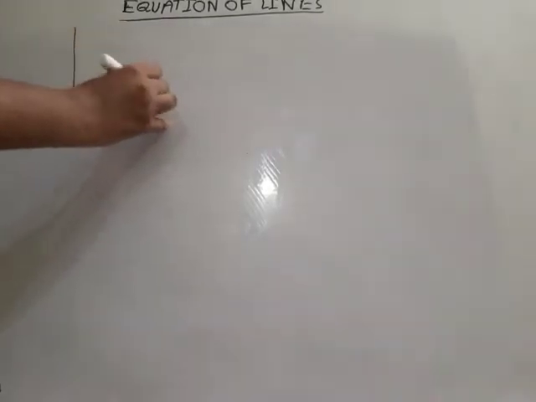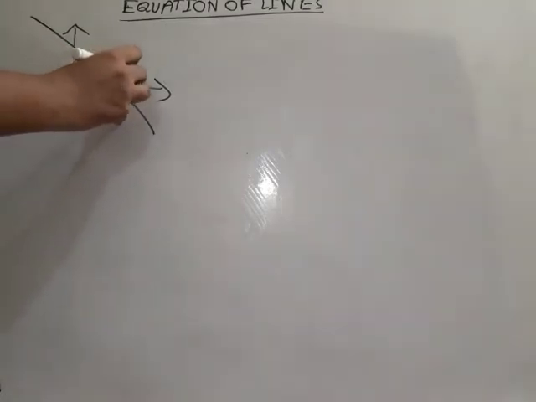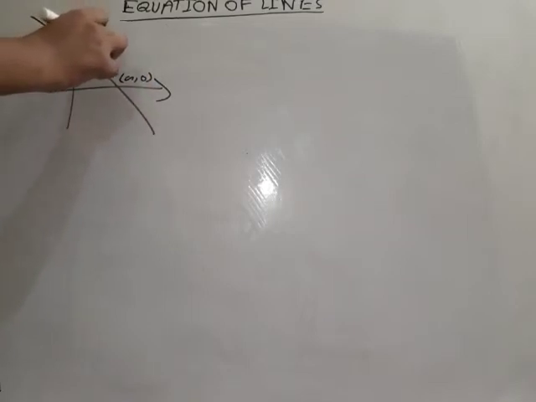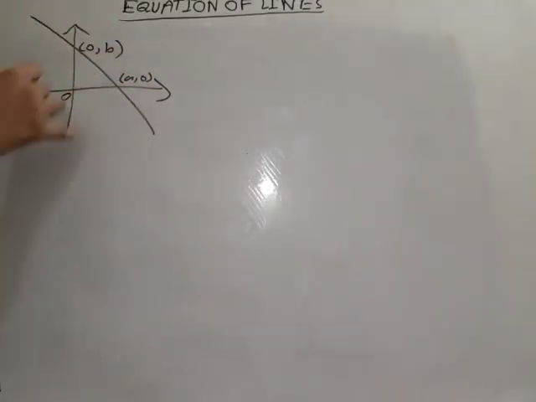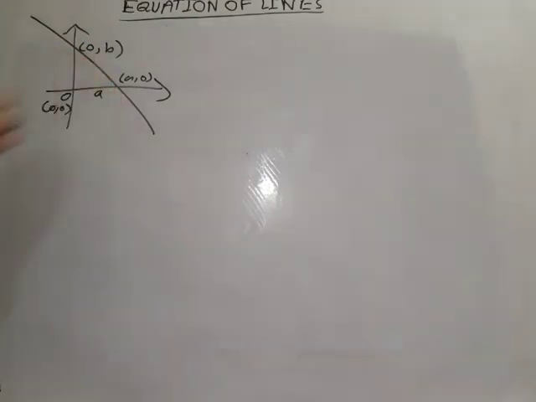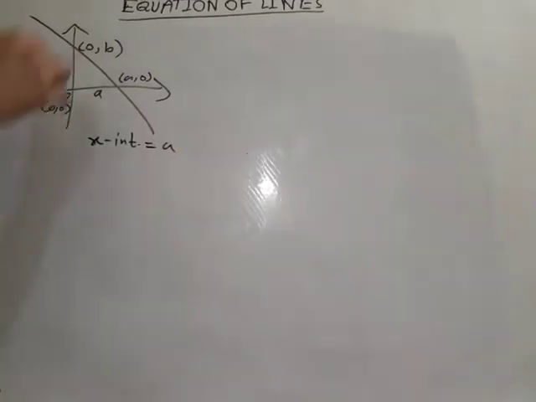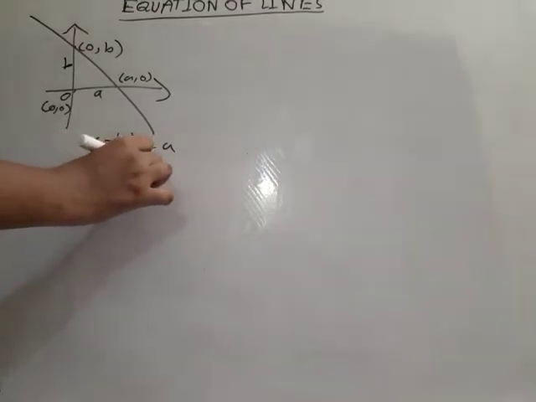Let a line pass through the xy plane and let it cut the x-axis at (a, 0) and the y-axis at (0, b). Let the origin be O, that is (0, 0). So the distance of the origin to the point where it cuts the x-axis, that is A, is the x-intercept. So the x-intercept comes out to be A. And for the y-intercept, the distance of the origin to the point where it cuts the y-axis, that is B. So the y-intercept equals B.